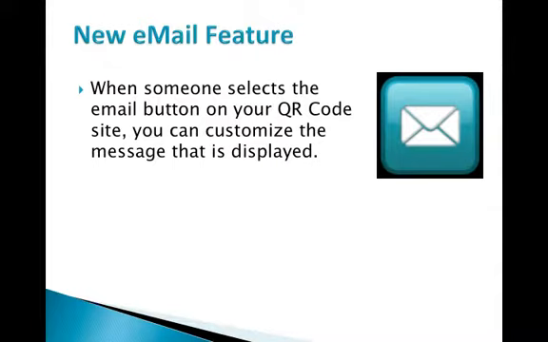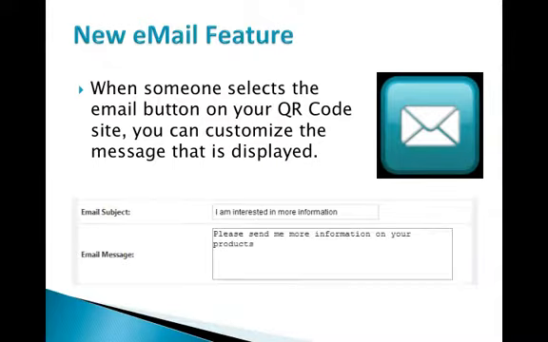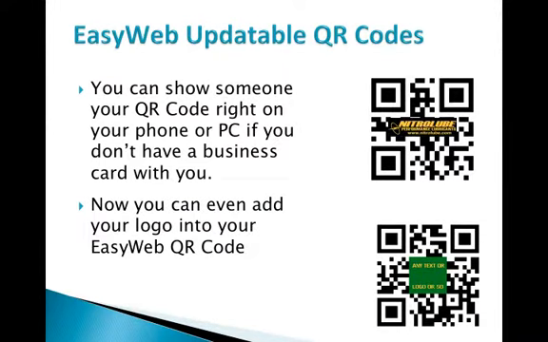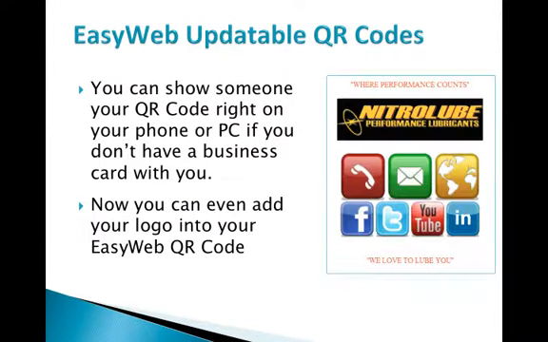Another feature that's been recently updated is our email hot link. Now you can customize the message that is displayed and sent, saving your customer or prospect the trouble of having to type in a message after they've scanned your QR code. So now you can show someone your QR code right on your phone or your PC if you don't have a business card with you. And you can even add your own logo to the EasyWeb QR code. And here's a sample mobile landing page built with the EasyWeb QR code system.